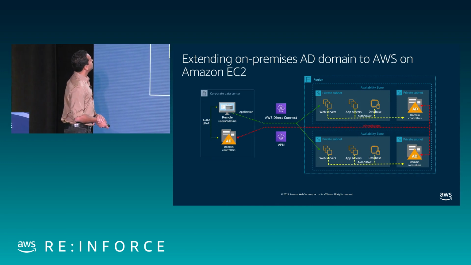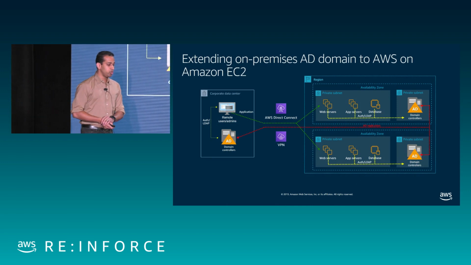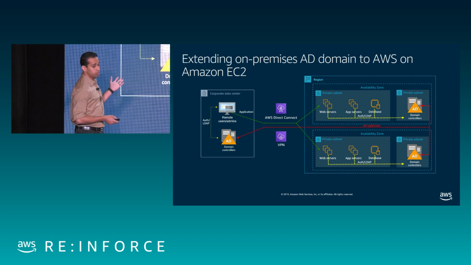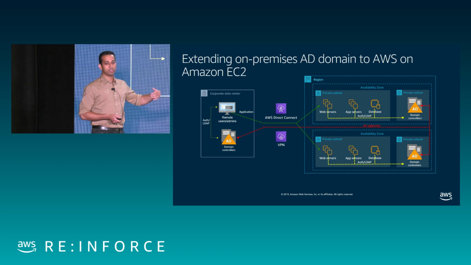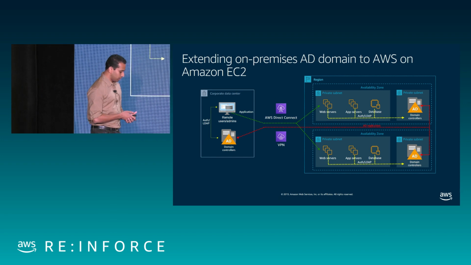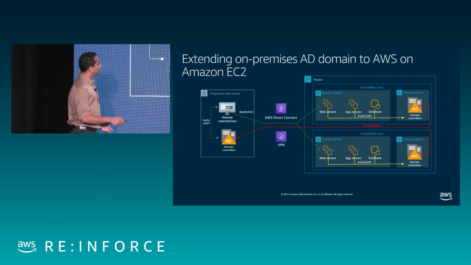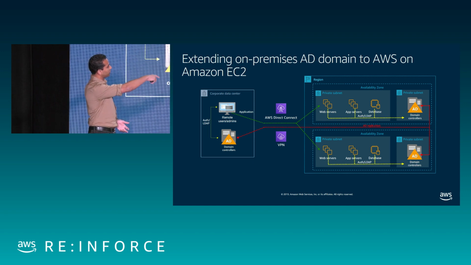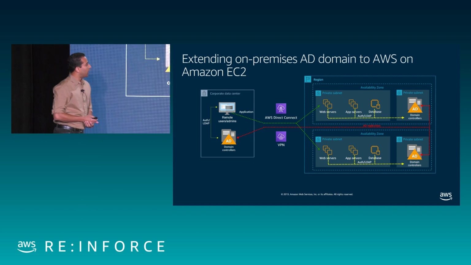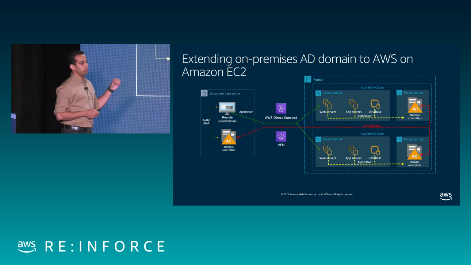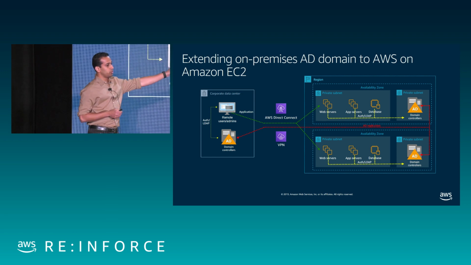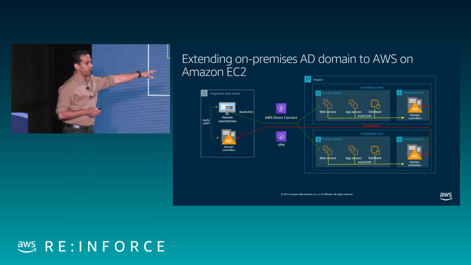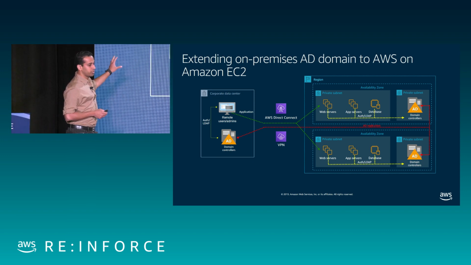Okay, so the first one is extending an on-premises AD domain to AWS on EC2. So we talked about EC2, right? This is where you deploy an EC2 server, install AD DS, and make it a domain controller. In the example I'm showing here, you basically have two domain controllers. On the right, you can see those boxes. You run them in a private subnet, you launch them on EC2, and then potentially you extend your domain to that, in the sense that you make them domain controllers for your existing domain.